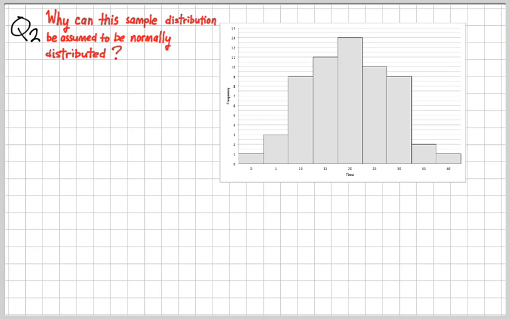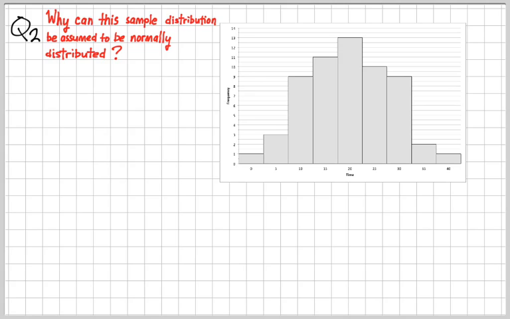Alright, now this one gets a little bit heavy-handed, so you'll need to pay attention very carefully. So the question here is, why can this sample distribution be assumed to be normally distributed? Now I call it a sample distribution because the data that's represented on the histogram, you could say it's assumed to be from a sample of a wider population. Don't worry too much about that, just know that it's data.